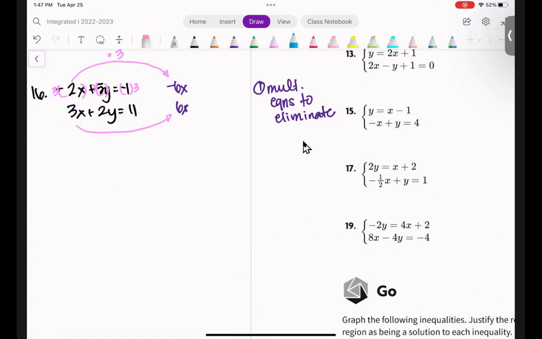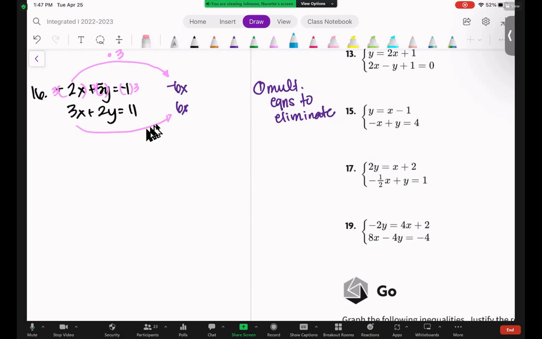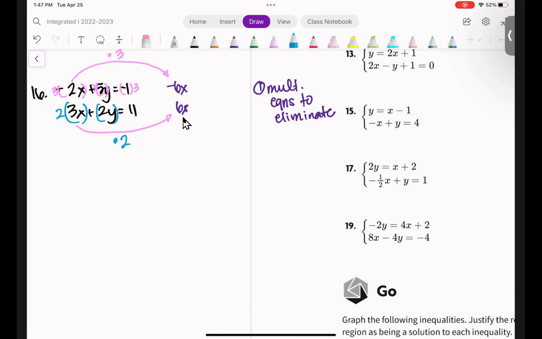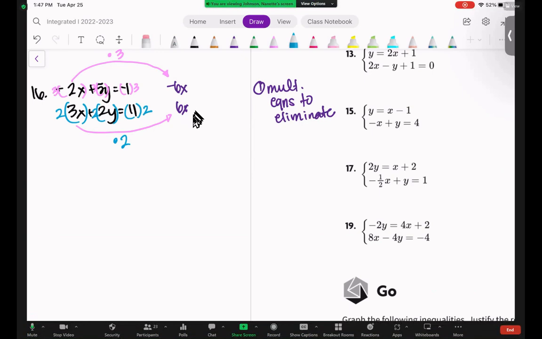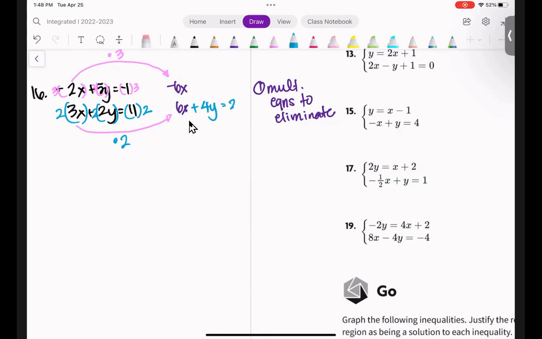All right, then bottom equation. 3x times what gives me 6x? Very good. Times 2. So I'm going to multiply each of these guys by 2, 2, 2. And then you write your result right there. So I'm going to do some math. I got 6x plus 4y equals 22. I got negative 6x plus 15y equals negative 3. And then now I'm going to add these equations together.